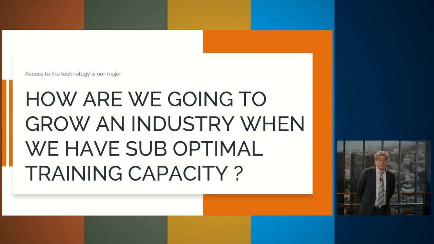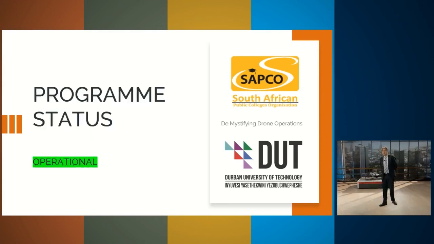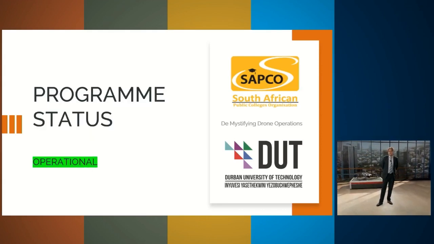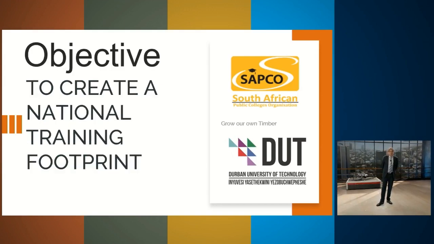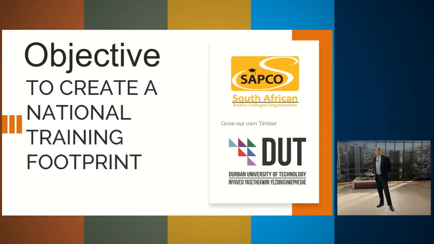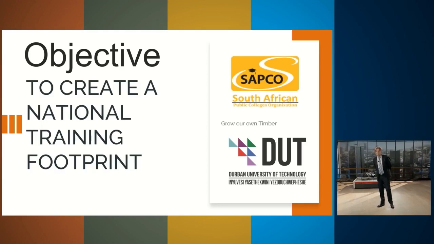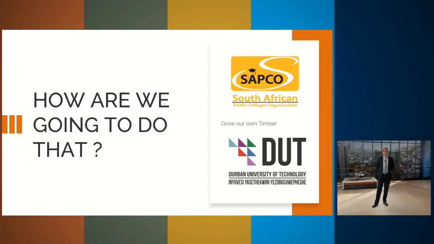So how are we going to grow industry when we've got suboptimal training capacity? The Drone Council signed an MOU with SACPO, and that was in 2022. The program is operational, and we're also working with the DUT, which I will get into shortly. The objective is to create a national training footprint. So if you have an interest in drones, you can get the training that you require in your province, in your area, at your local TVET college, in fact. That is what we're striving for.